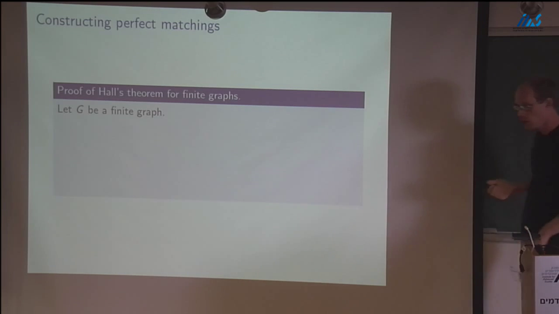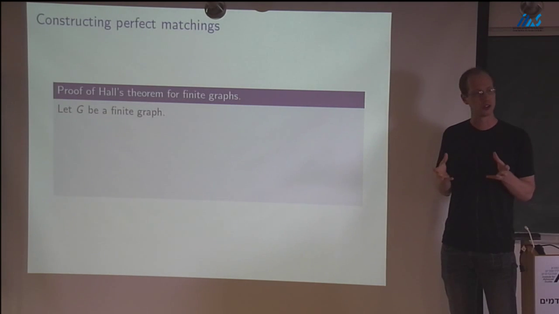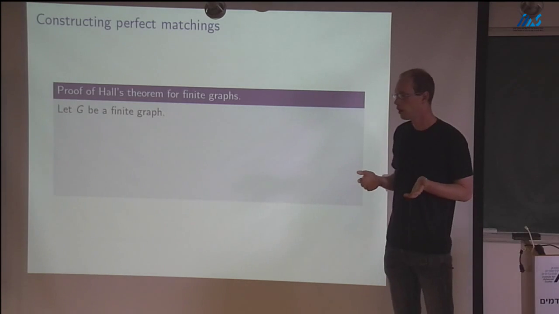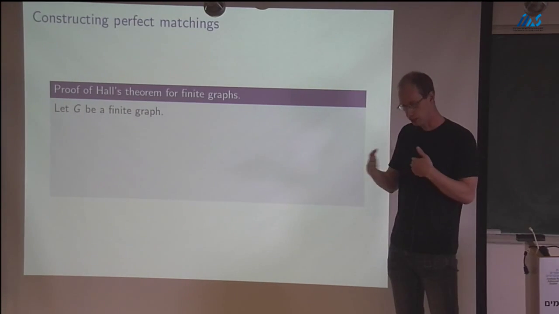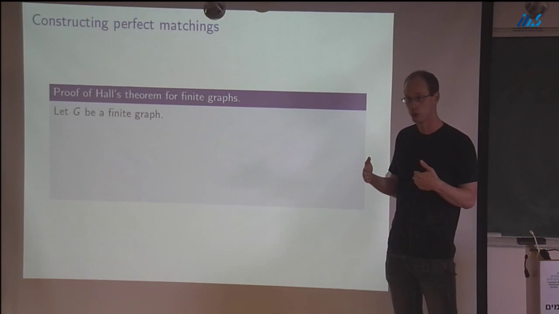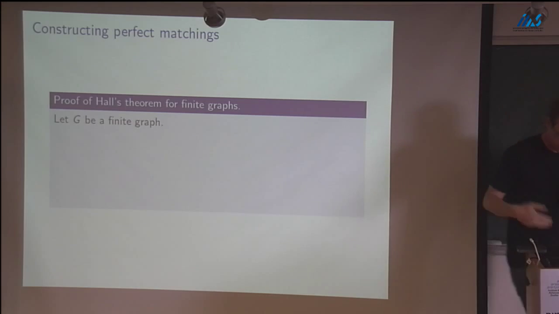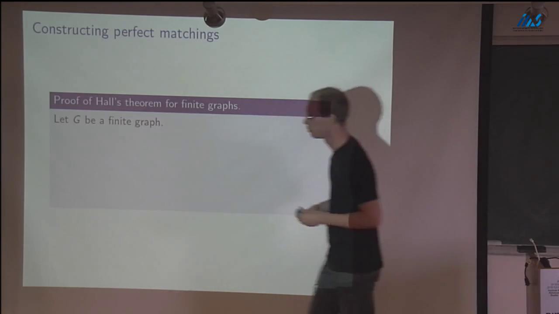Okay. So I want to talk now about how you construct perfect matchings. What I want to do first is prove Hall's theorem for you, and then generalize the idea to prove our version for Baire category. But let's start off with the easy thing. Let's start off by sketching a proof of Hall's theorem.